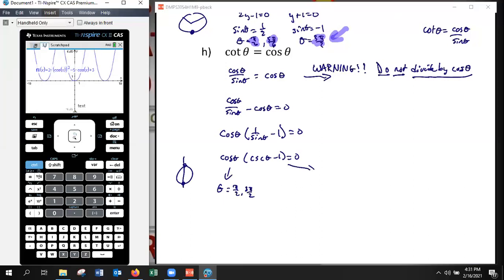And then where does cosecant of theta equal 1? So cosecant of theta minus 1 equals 0. So cosecant of theta equals 1. That would be where the reciprocal of the y value is 1, or pi over 2. So if you notice, we have a repeated solution that came out of this. So your thetas are only going to equal pi over 2 and 3 pi over 2.